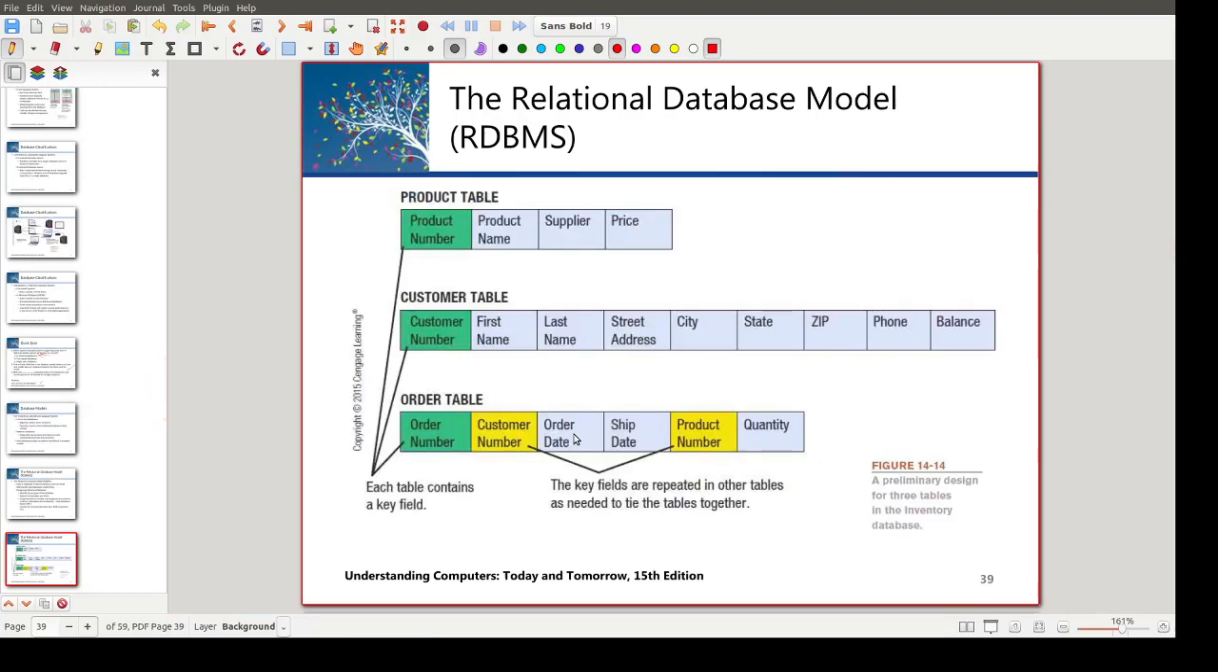So this is one example of a preliminary design for 3 tables in an inventory database. You have a product table: product number, product name, supplier, price. A customer table: first name, last name, street address, city, state, zip code, phone number, balance. And this is the order table. What is the order table doing? It creates a relation between a product and the customer: who is the customer who ordered this product, what was the order date, what was the ship date, and what was the quantity. So this is called the relation. It relates two tables into one table called the order table. The order has its own primary key, which is called the order number as well.